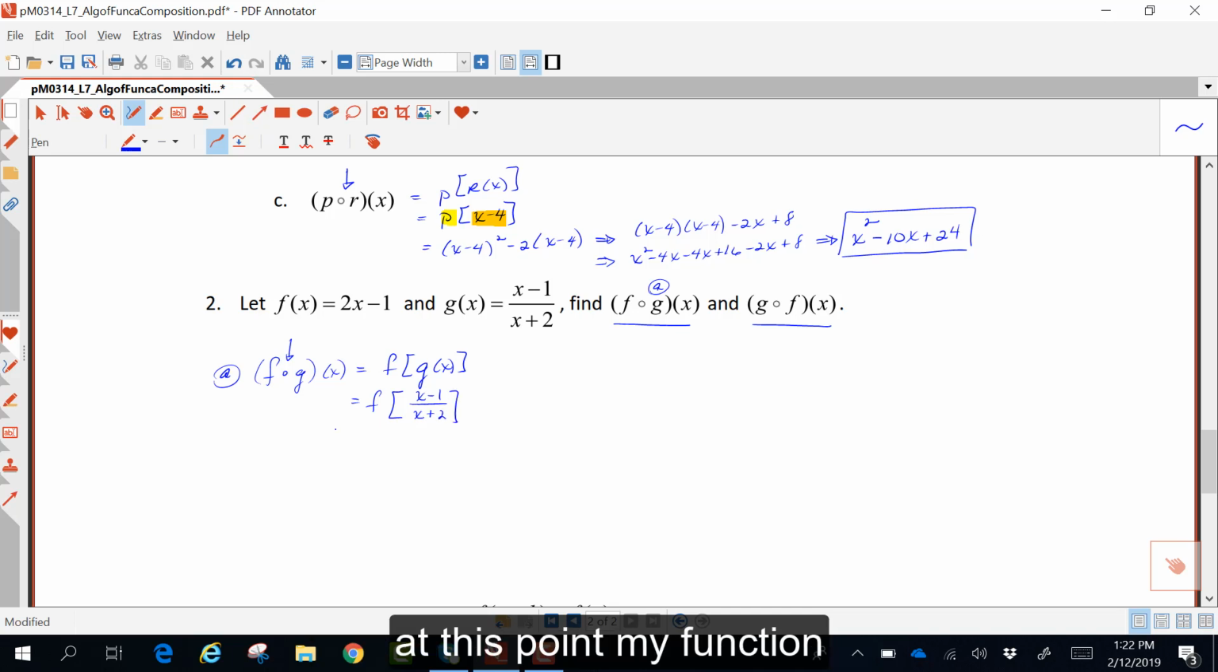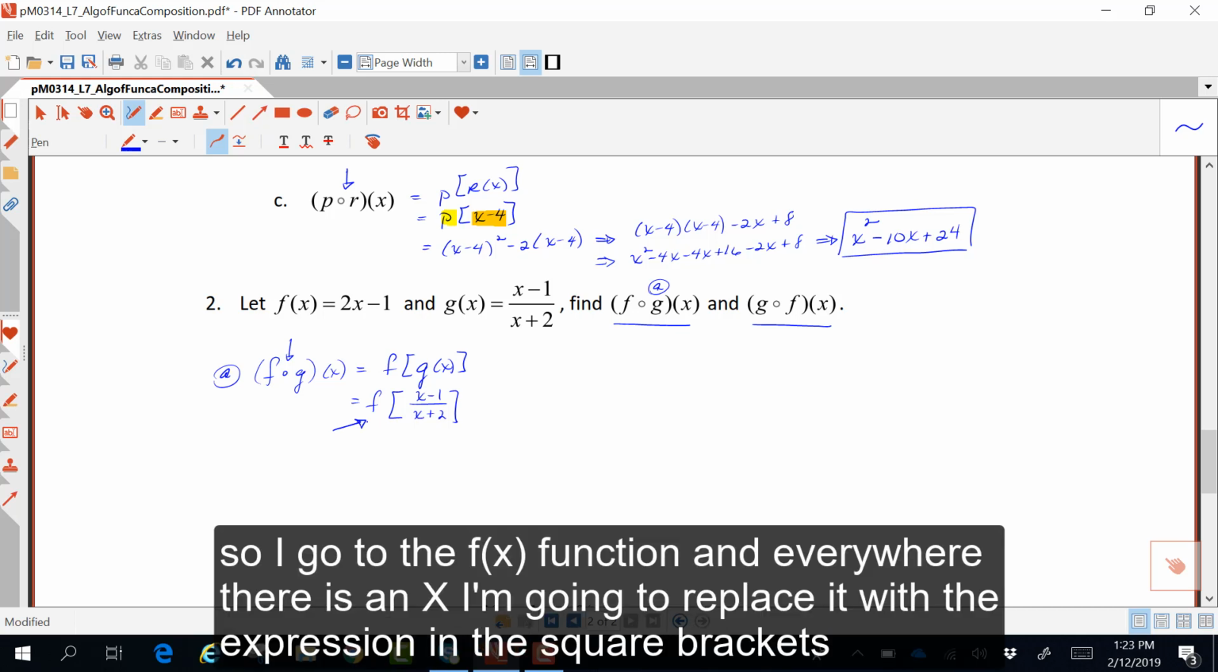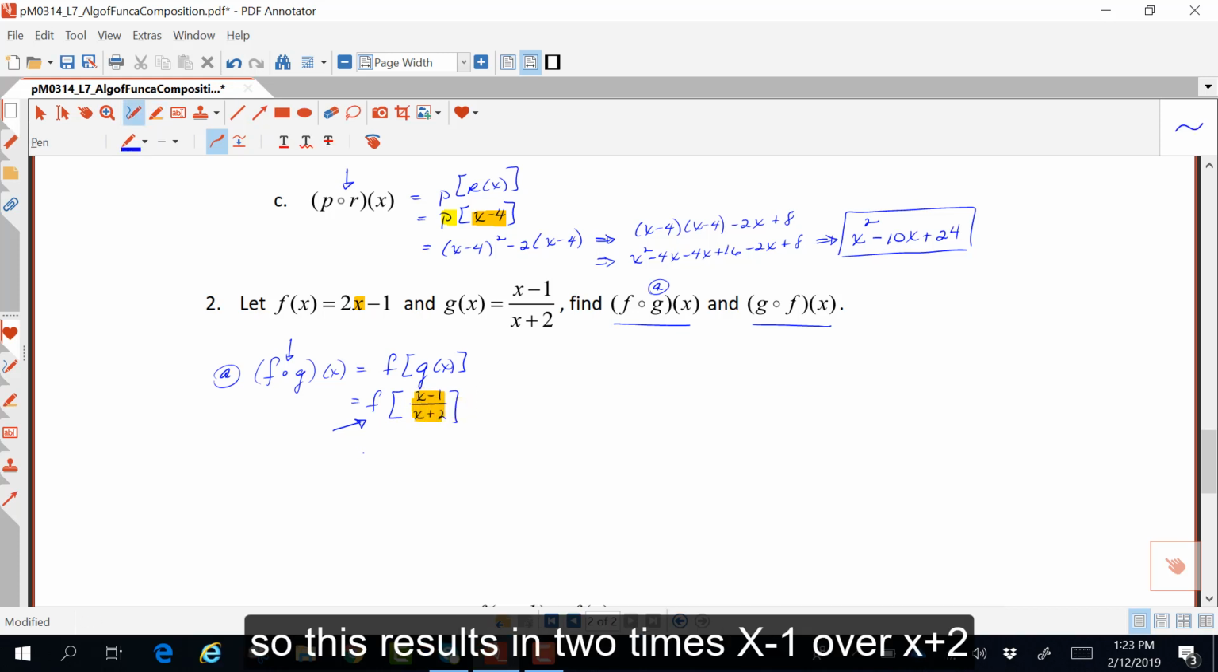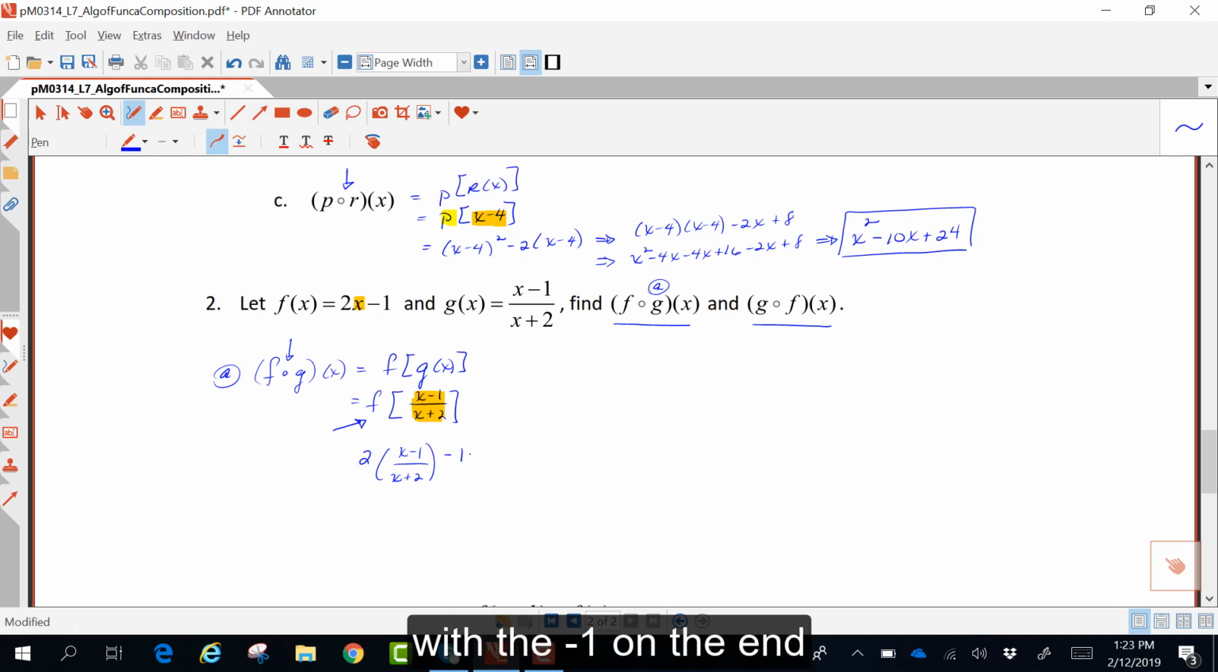At this point, my function is the f of x function. So I go to the f of x function, and everywhere there is an x, I'm going to replace it with the expression in these square brackets. So this results in 2 times x minus 1 over x plus 2 with the minus 1 on the end.